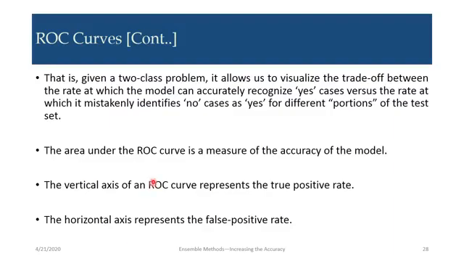Here the vertical axis represents the true positive rate, that means the positive tuples which are correctly classified as positive, and the horizontal axis represents the false positive rate, that is, negative tuples which are falsely represented as positive.